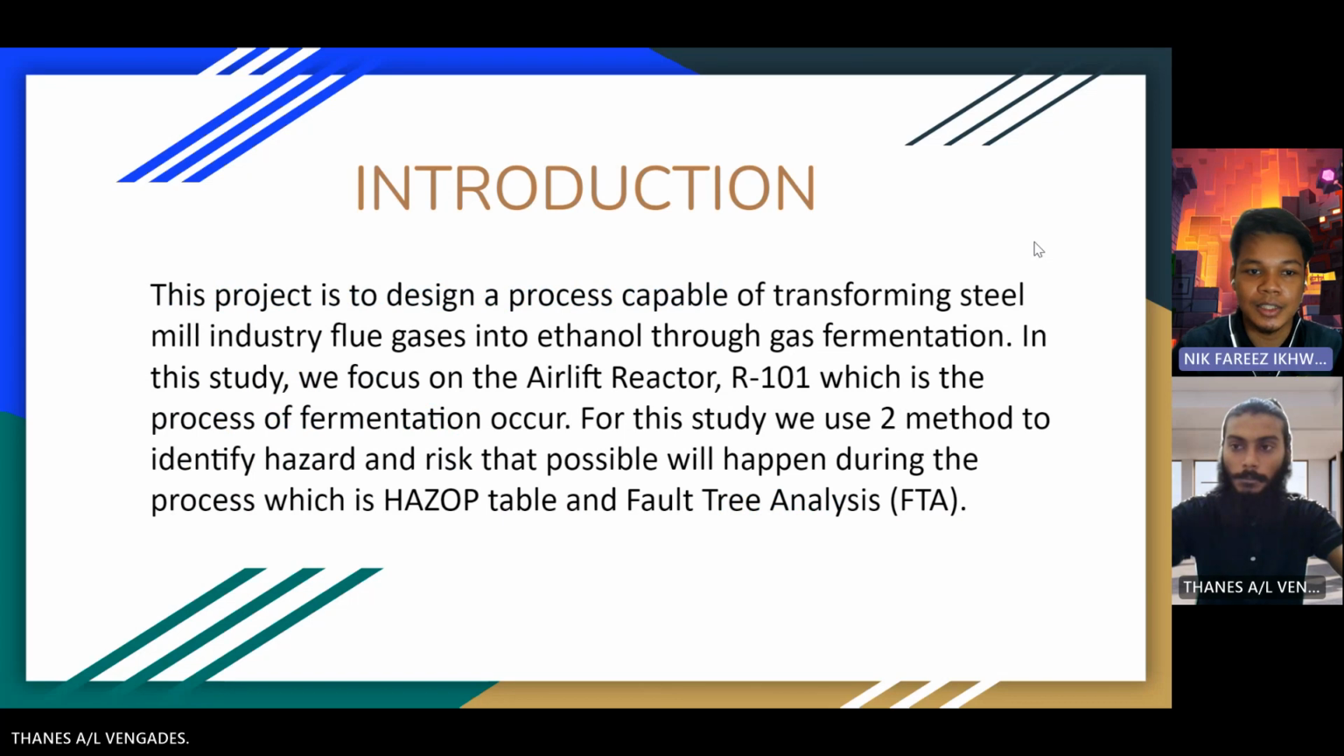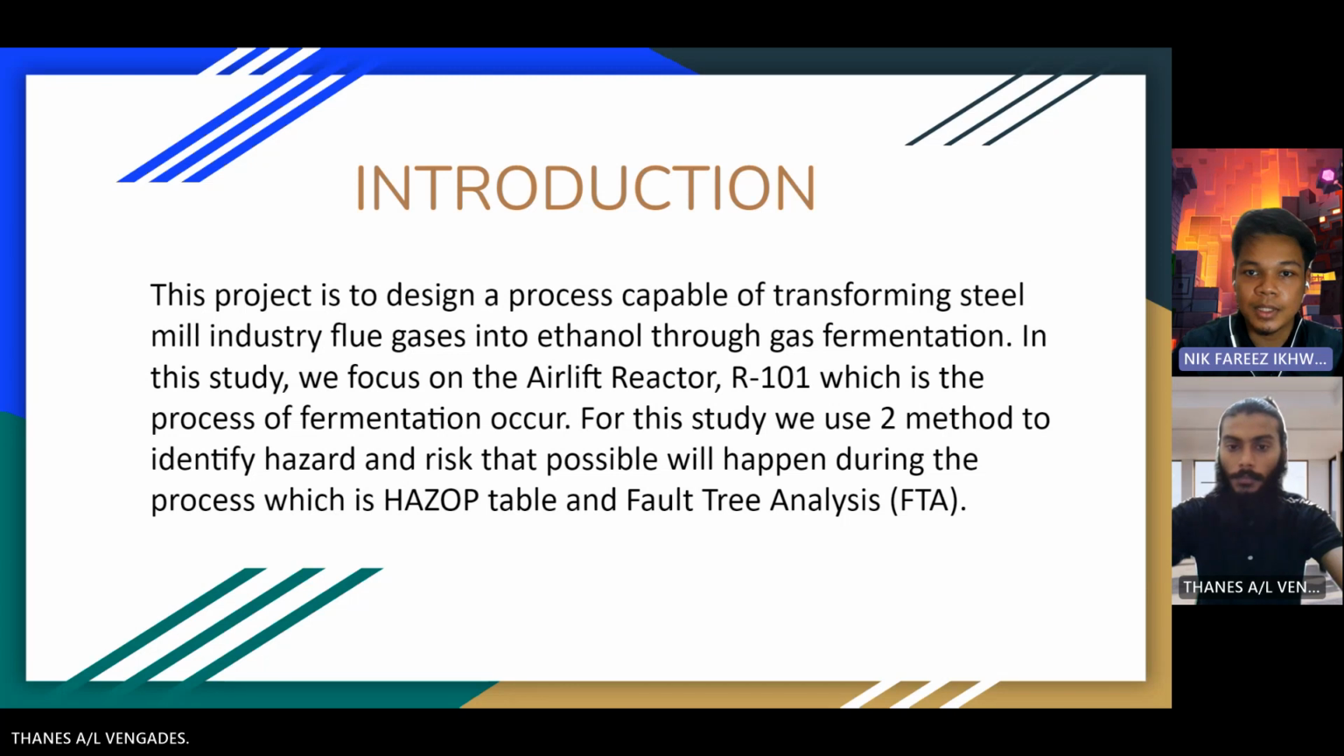So for the introduction, this project is to design a process capable of transforming steel mill industry flue gas into ethanol through gas fermentation. In this study, we focus on the airlift reactor, which is R101, where the process of fermentation occurs. For this study, we use two methods to identify hazards and risks that possibly will happen during the process, which is hazard table and fault tree analysis.